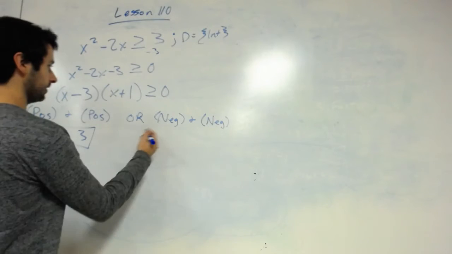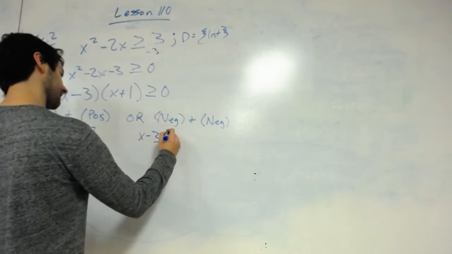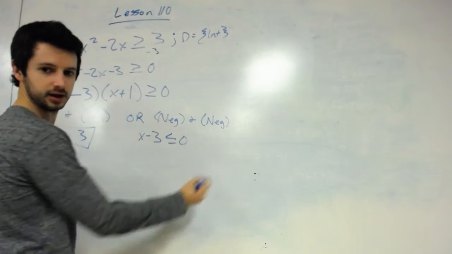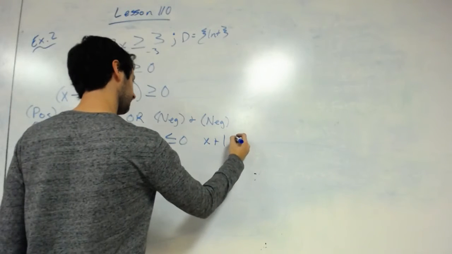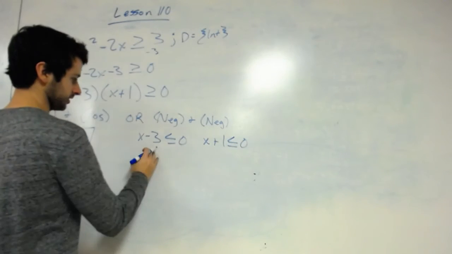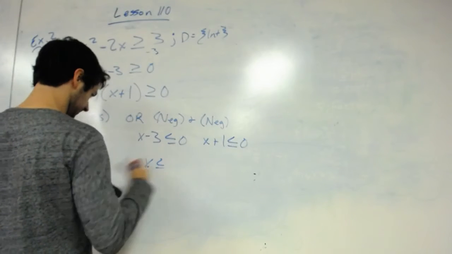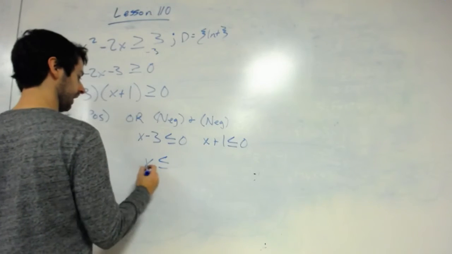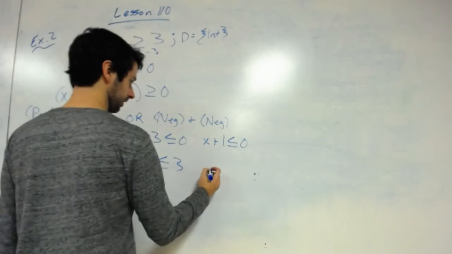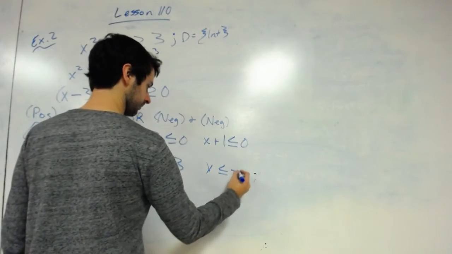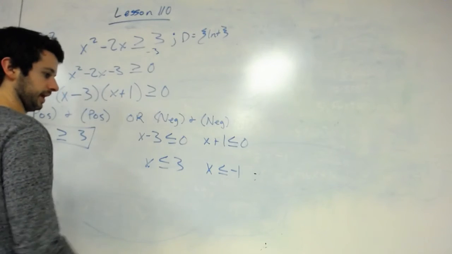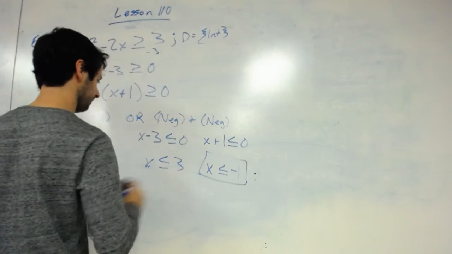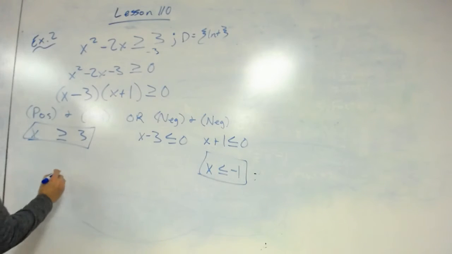Now we're going to the negative. x − 3 has to be less than or equal to 0, since we're doing a negative, and x + 1 has to be less than or equal to 0. So we add 3, and subtract 1. The only one that actually satisfies it being a negative number is x ≤ −1. So those are our two solution sets.